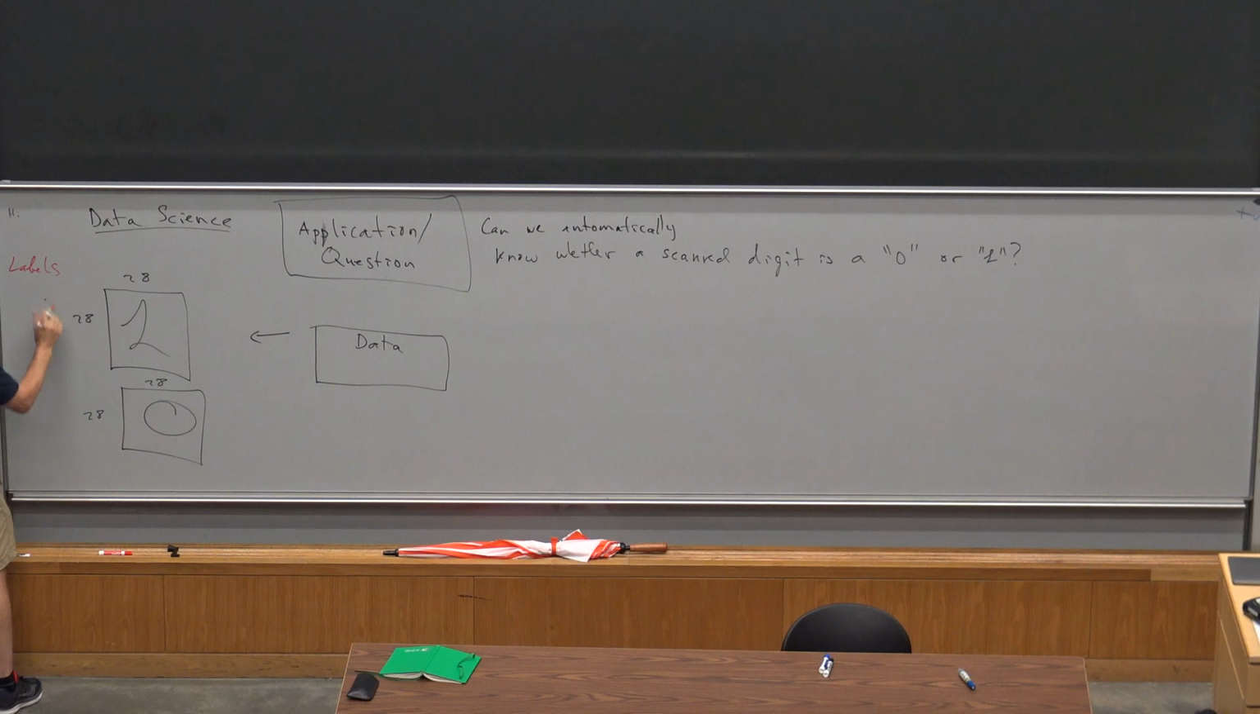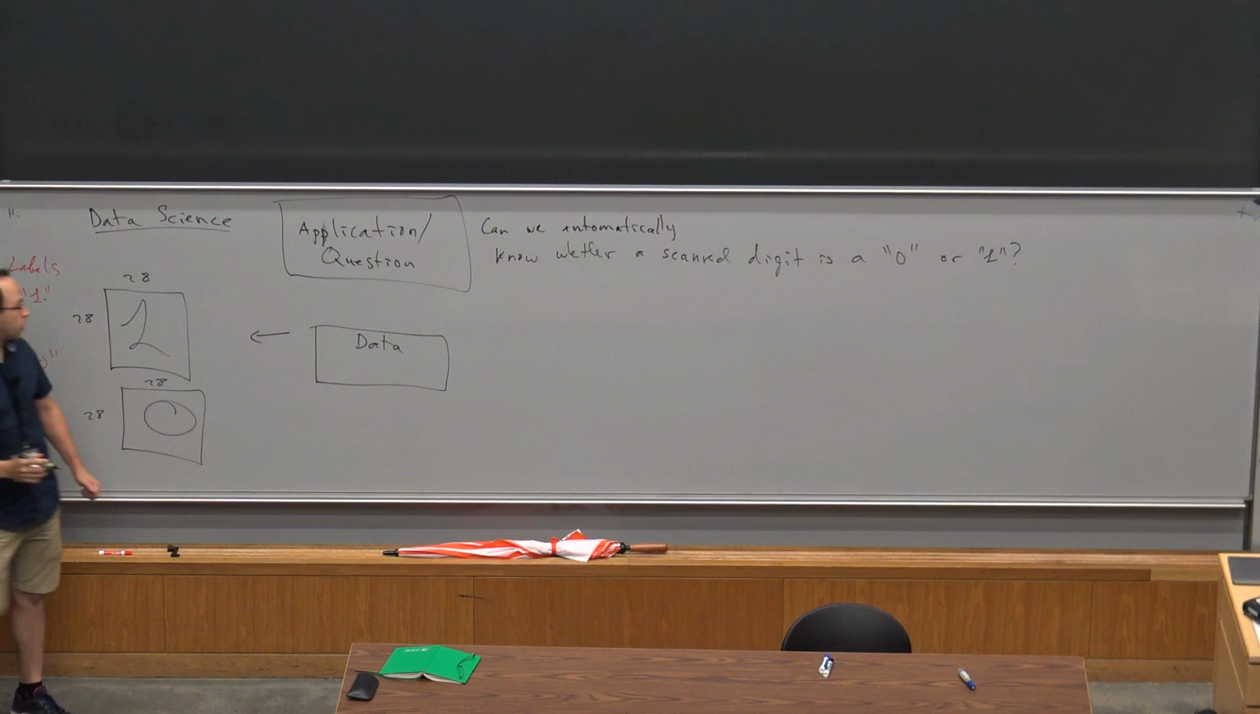There's going to be labels. The labels are going to be, this is a 1, and this is a 0. So we know that the image corresponds to the label. We're going to have a training set of those, and from that, we're going to want to somehow learn to automatically distinguish. And the thing that enables us to do that is some kind of model.